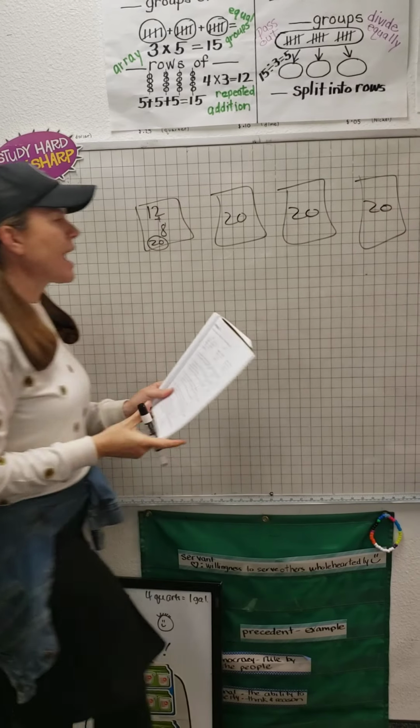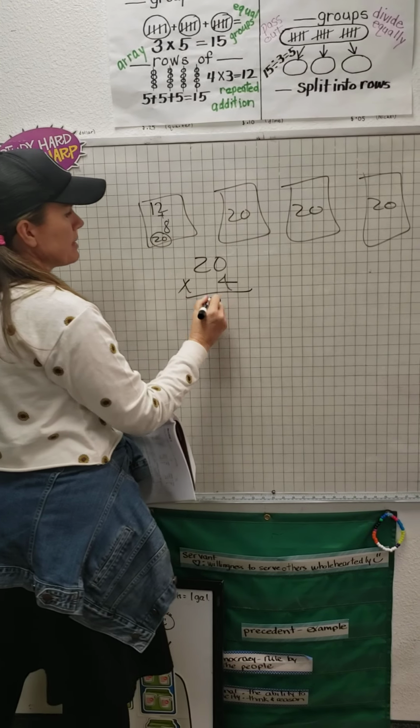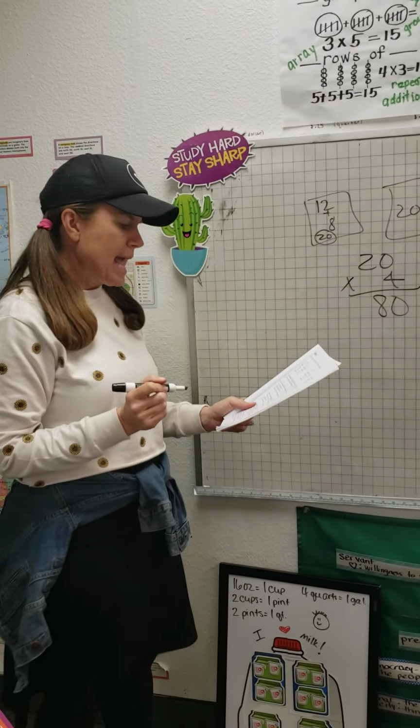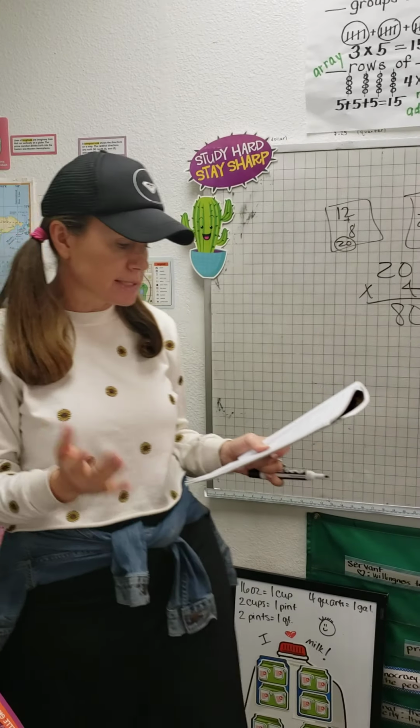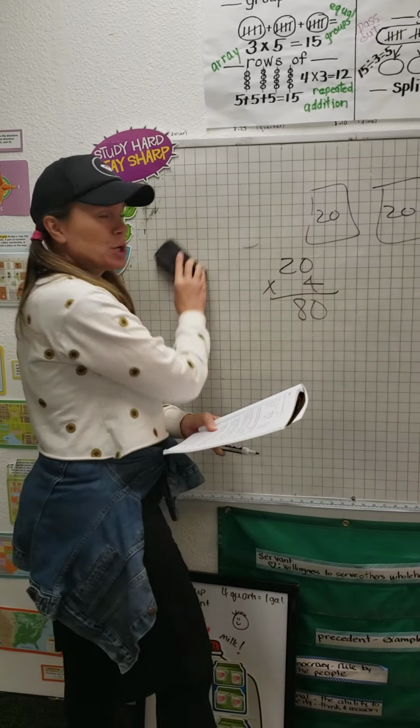So that means I have 4 times 20. So I can do 20 times 4, which gives me 80. 80 cookies there were all together. All right, next one. We have 2 more to do.